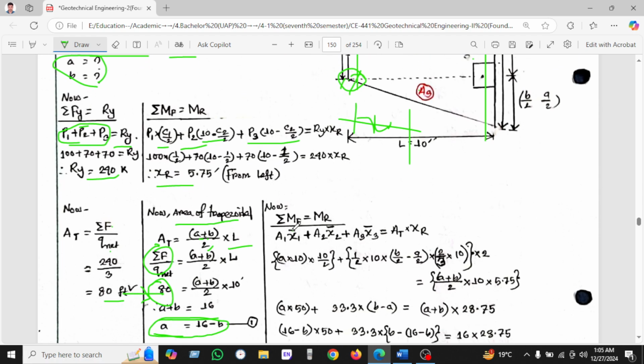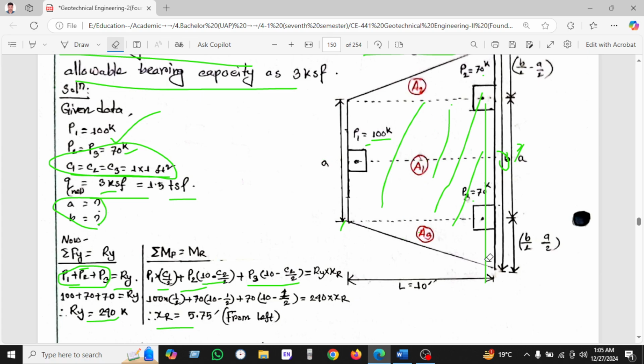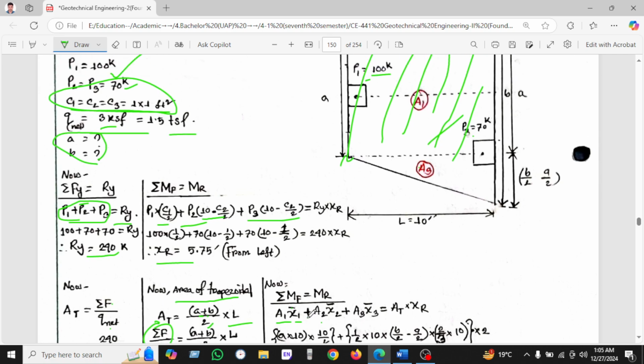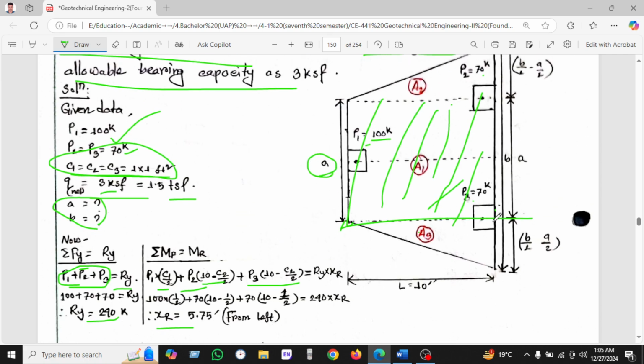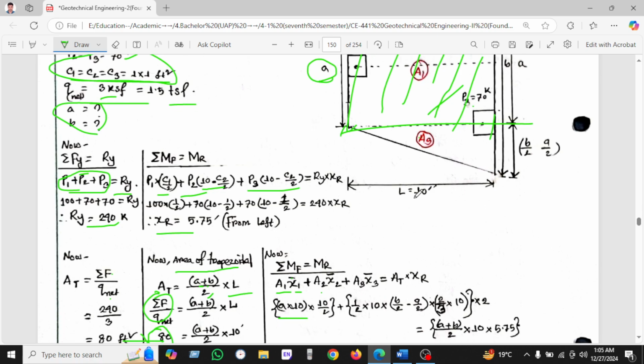Now we'll calculate the applied moment equal to resisting moment, which is A1 x1. So for A1, there are three portions. The first portion is here, the shaded portion. I'm erasing the unnecessary portion. This is the first portion, the shaded area, A1. So A plus B, this is the A, and this is by 10. How do we get 10? This is given in the question. This is the L, which is 10. And x bar equals 10 divided by 2. This is the portion of A1 x bar 1.